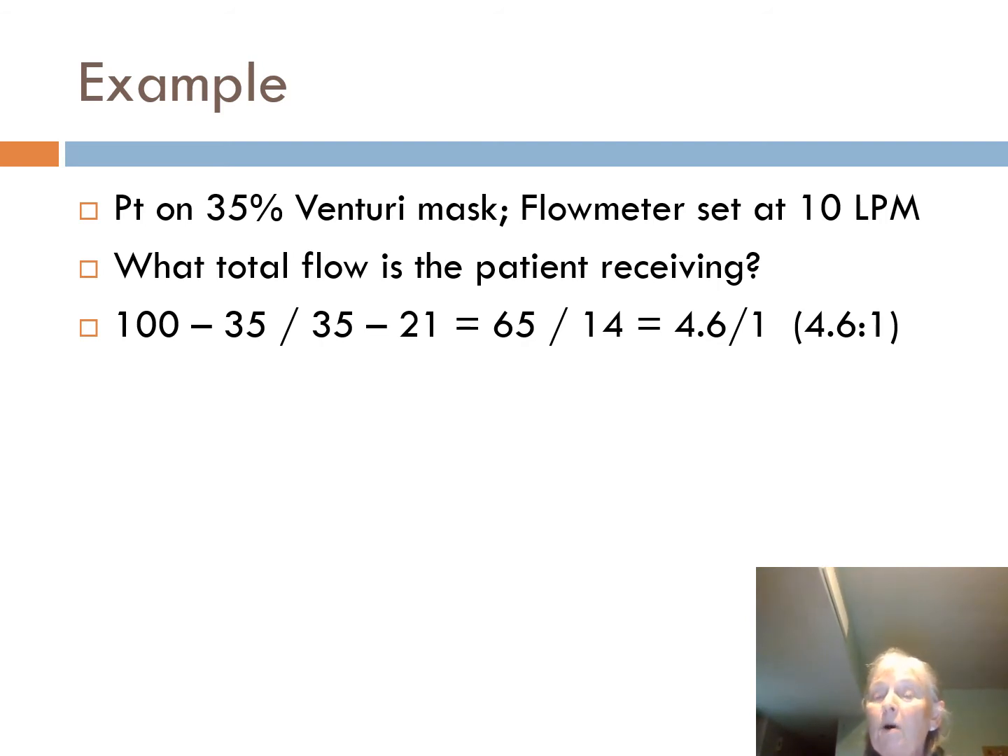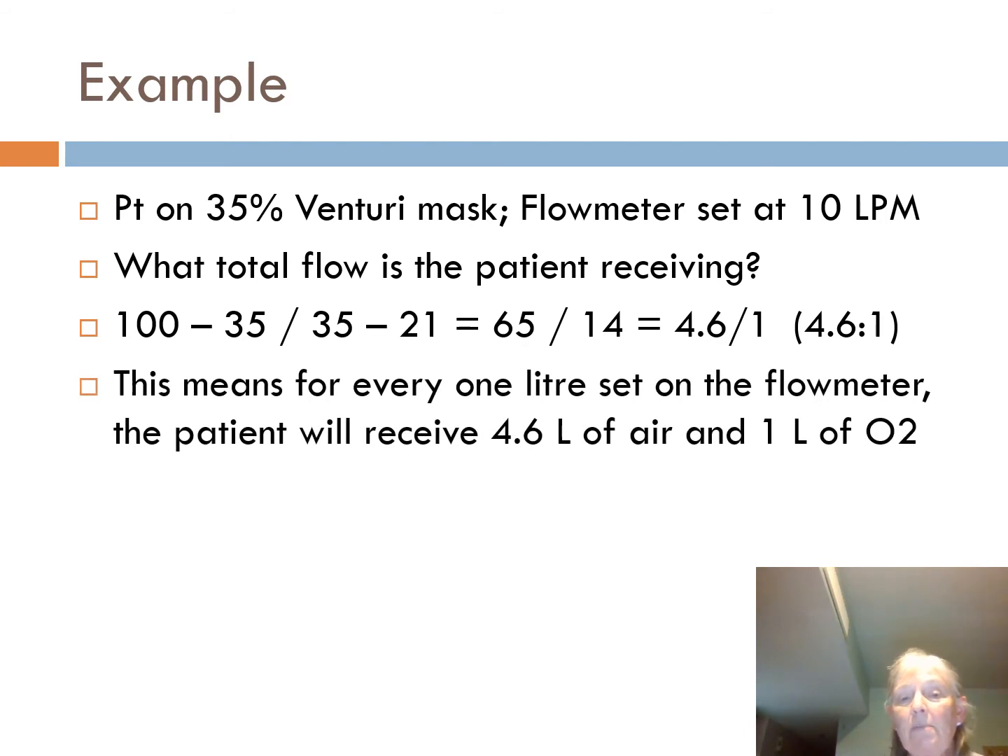Now I've got to give the bottom part a 1 because that's my oxygen. The 65 represents the air, the 14 represents oxygen. So it's 4.6 to 1, okay? 4.6 is the liters of air that I am entraining for every 1 liter of oxygen set on the flow meter, okay? So if I didn't set the flow meter any higher than 1 liter, then the total flow the patient would be getting would be the 5.6. 4.6 plus 1, that would be the only flow that that patient is in fact receiving.